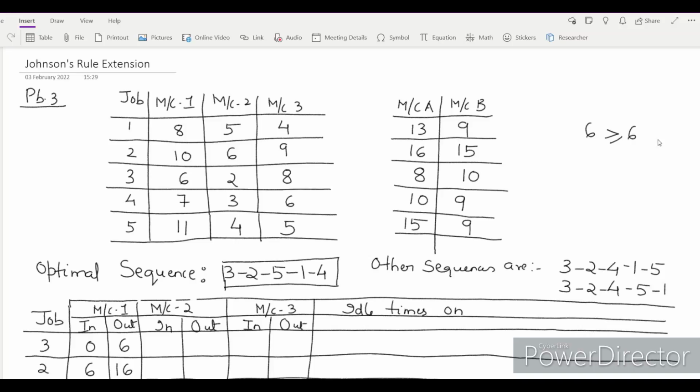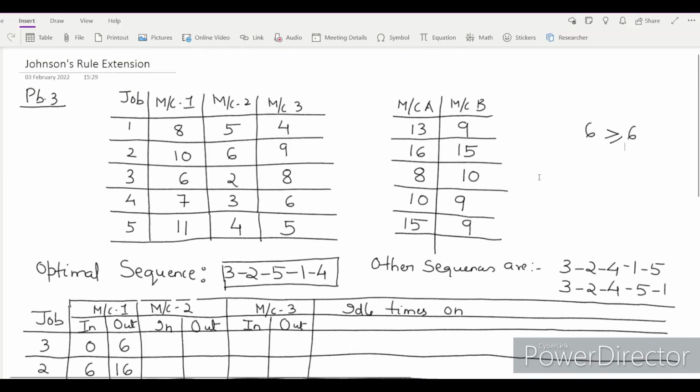Okay. So the second step: we have checked whether we can use Johnson's rule or not. Second, we have to add the timings of machine 1 plus machine 2. So 8 plus 5 is 13. I am giving this the name machine A. Similarly, machine B is the timing of machine 2 plus machine 3, so 5 plus 4, 9. Likewise, if you add it up, you will get this sort of timing.